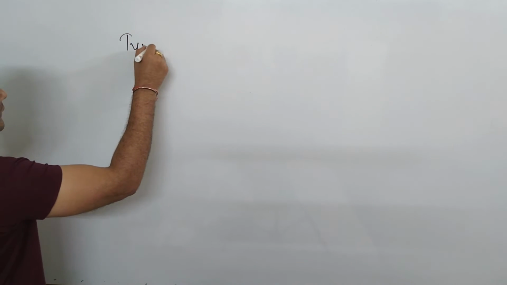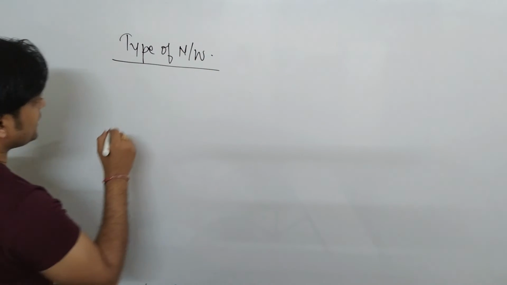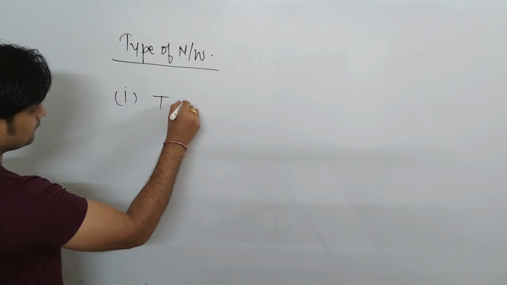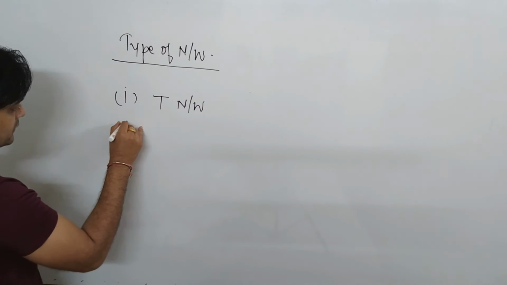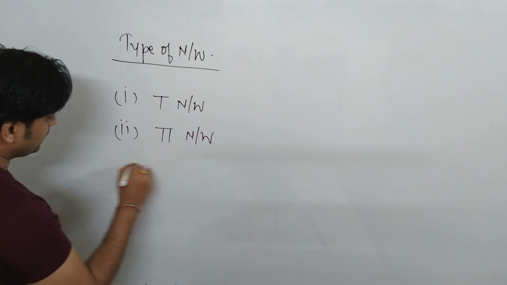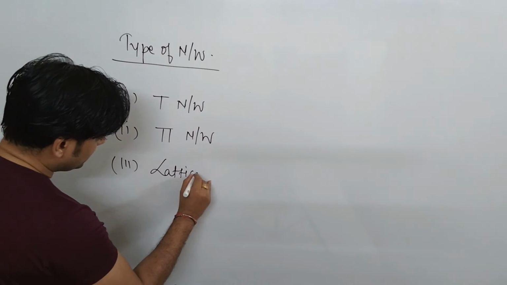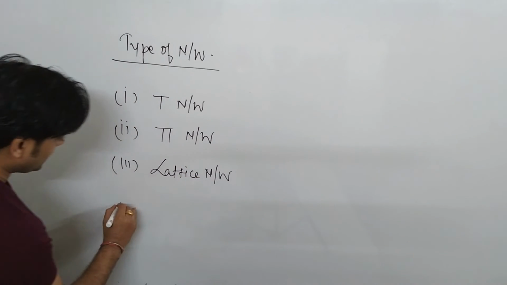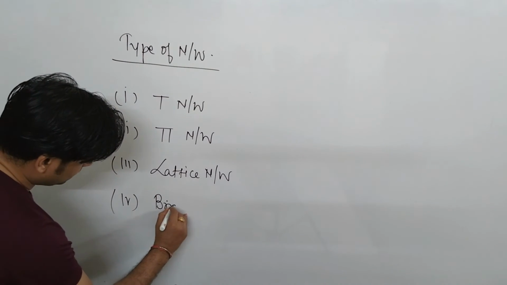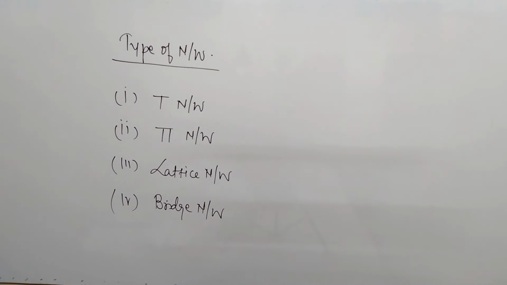Now we talk about types of networks. There are a few general types of networks we will see. First one is known as the T network. Second one is known as the pi network. Third one is known as the lattice network. And another one is known as the bridge network. So these are the types of networks.